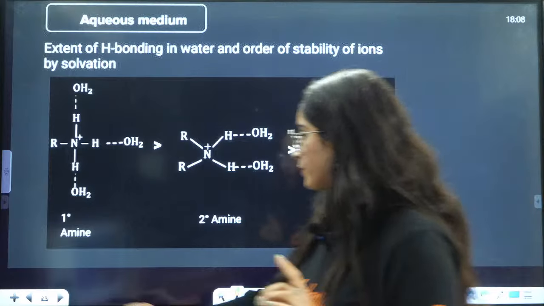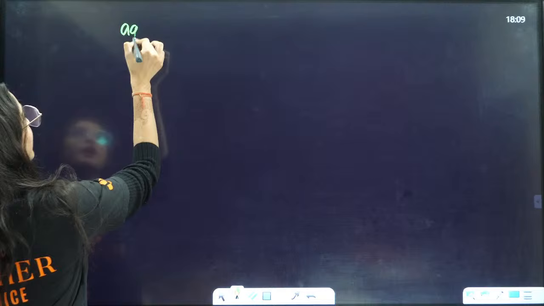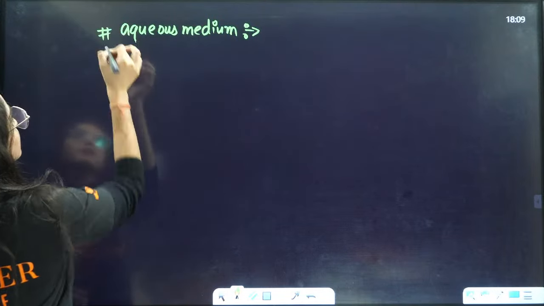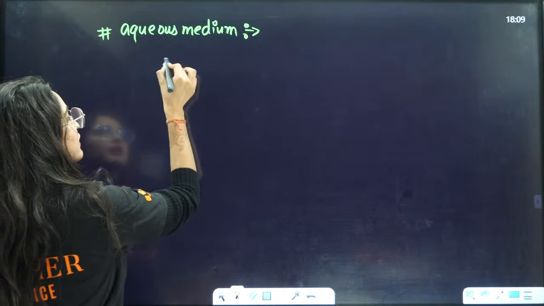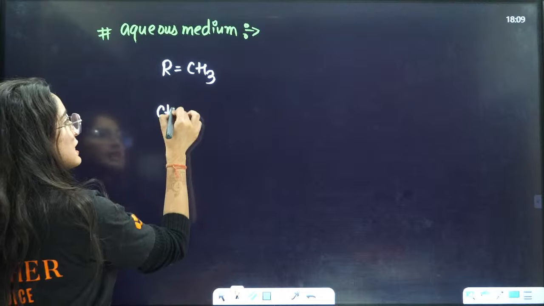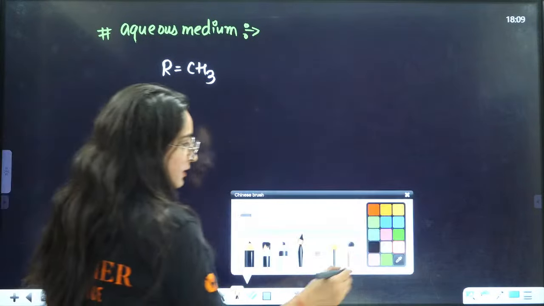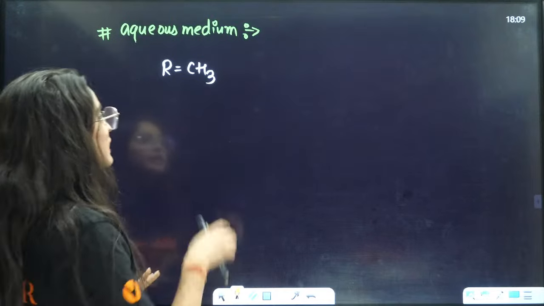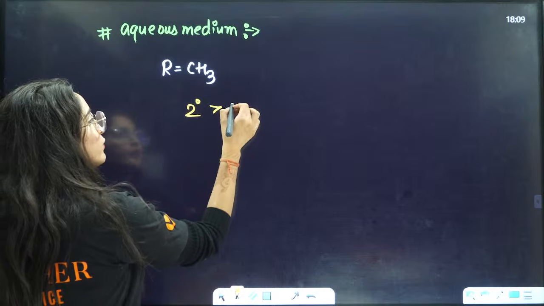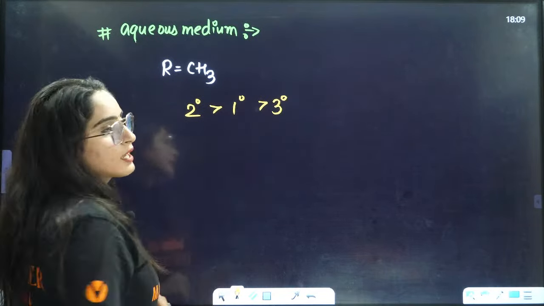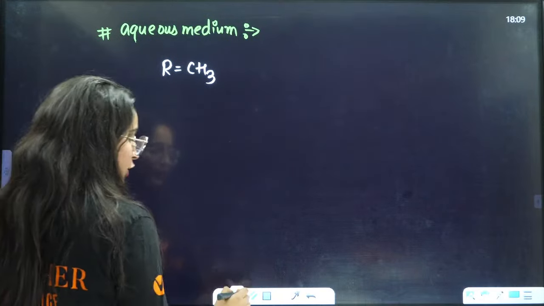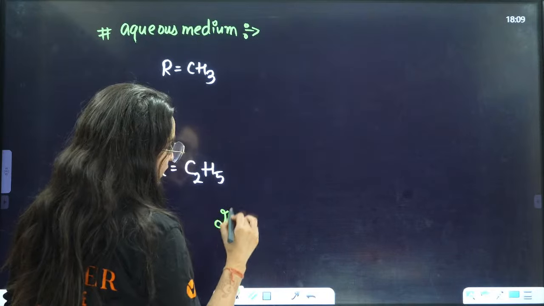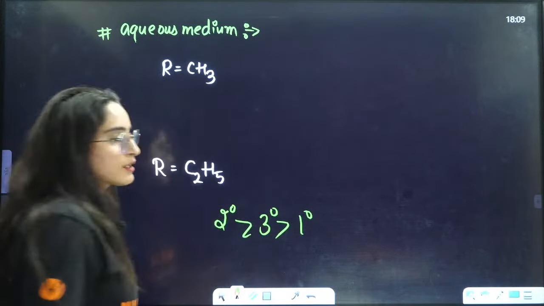In aqueous medium, what will you have? Any idea, guys? In aqueous medium, if you have the R group as methyl, that means you have CH3. Let me write it here only, right? That means you have 1 degree, 2 degree, 3 degree amines, but the R alkyl group is methyl. In that case, the answer will be 2 degree, then you will have 1 degree, then you will have 3 degree, right? That is going to be the answer. But if you have R equals ethyl, in that case, it will be 2 degree, then 3 degree, then 1 degree. That is going to be the answer, right?